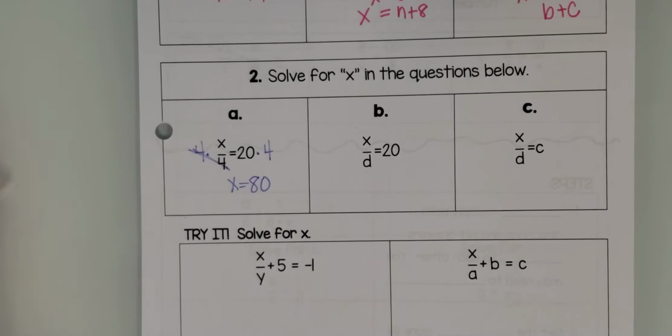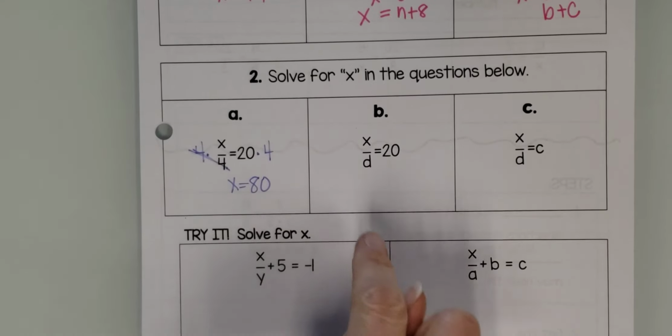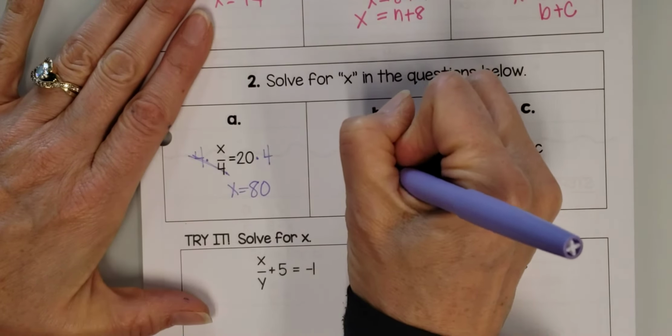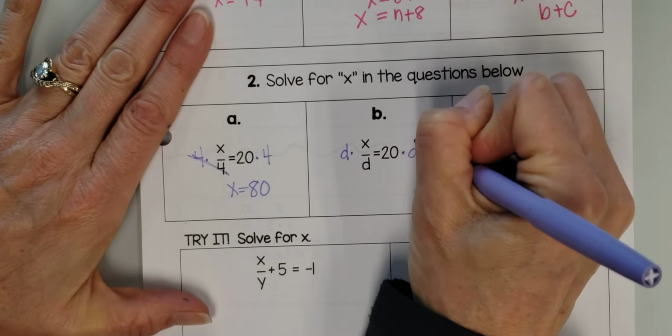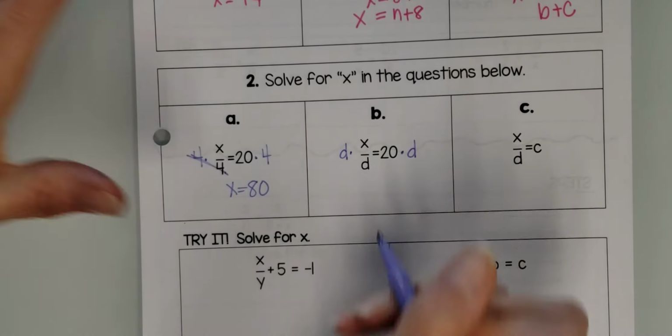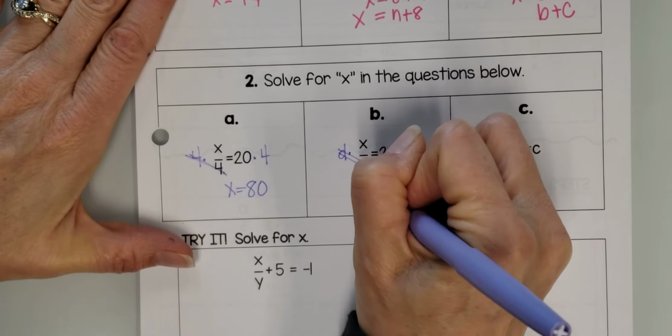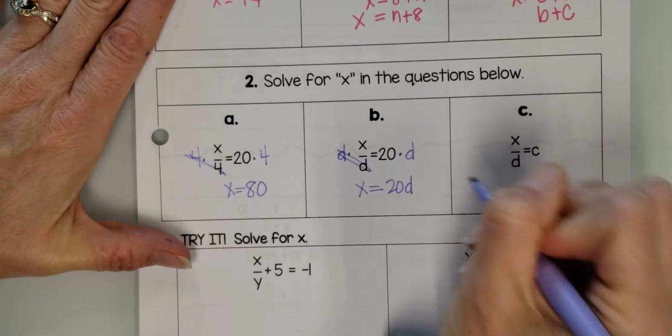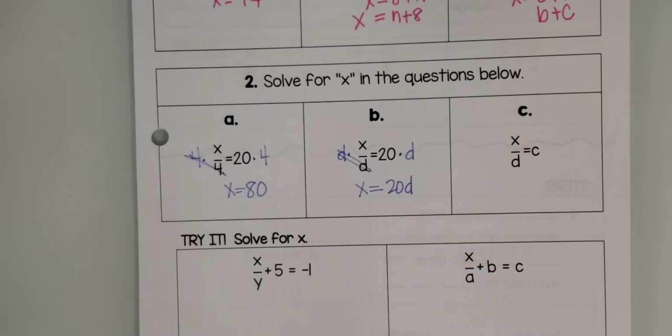Okay? So it's the same over here. If I'm solving this for x, but it's being divided by d, what I want to do is multiply both sides by d. Okay? These cancel each other out, and I get x equals, and 20 times d is just 20d. So the answer would be x equals 20d.